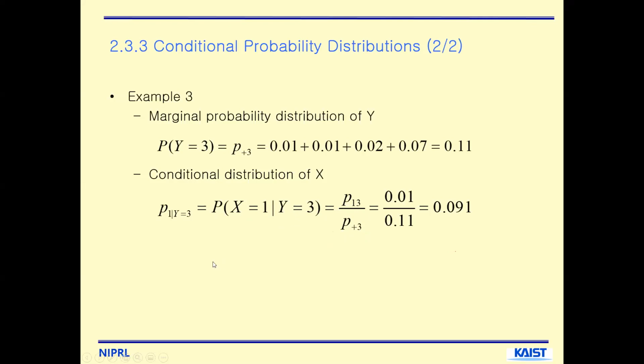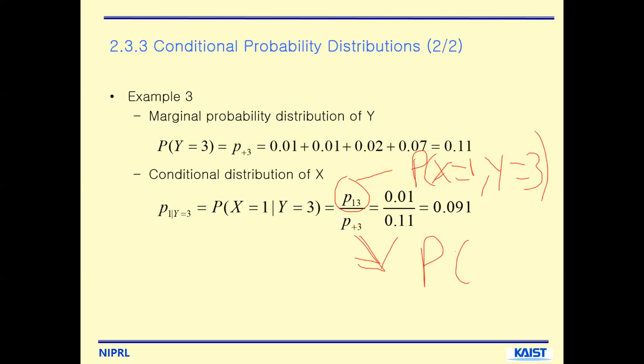The marginal for what? It means what I'm trying to talk about right here. This guy here is the same thing as the probability of x equal to 1 and y equal to 3. And this guy here is the probability of y equal to 3. Look at that. Probability that x equal to 1, comma, y equal to 3, that is P13. Can you see that now?